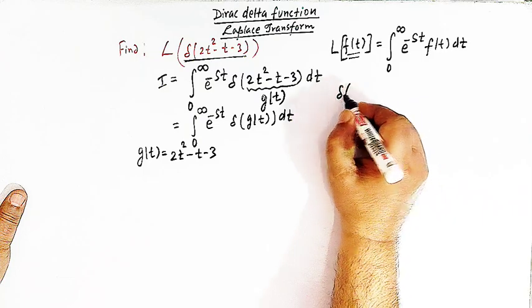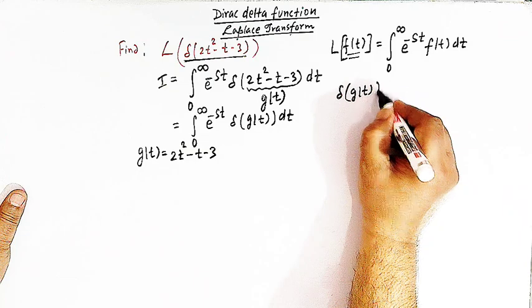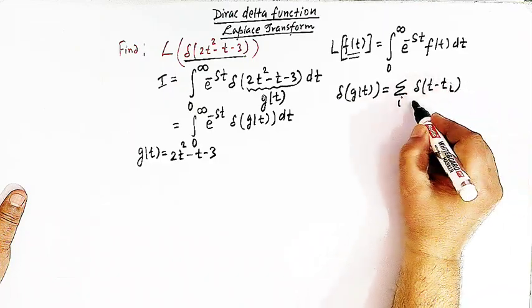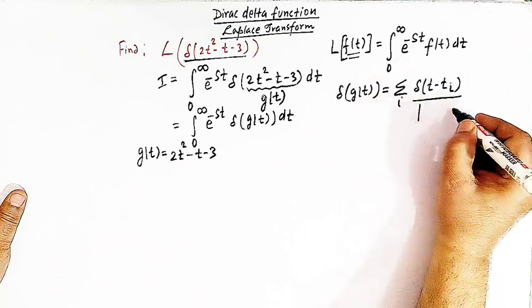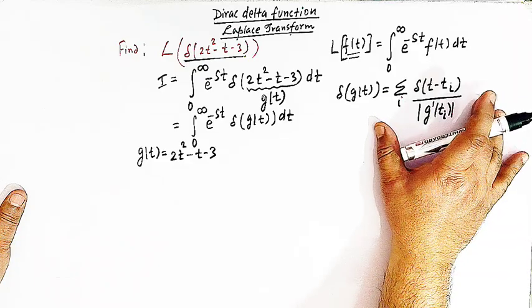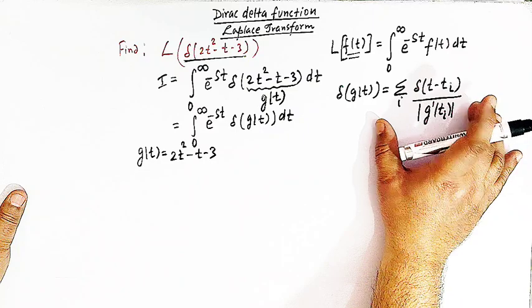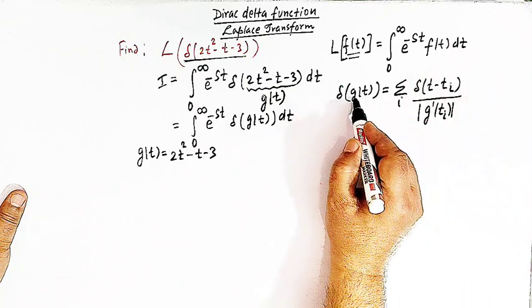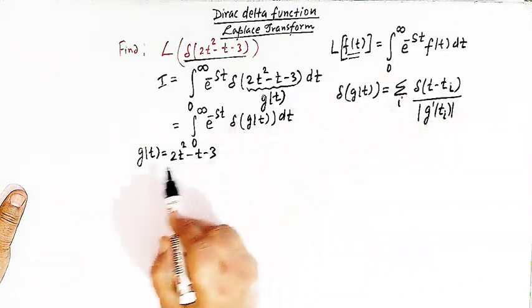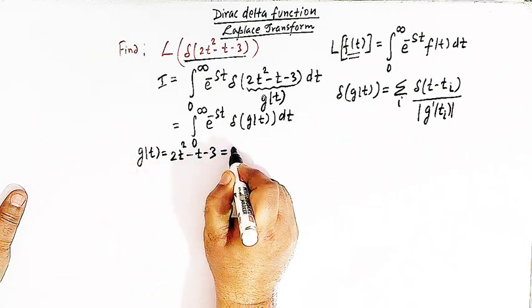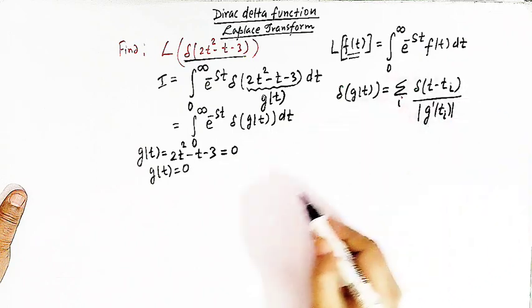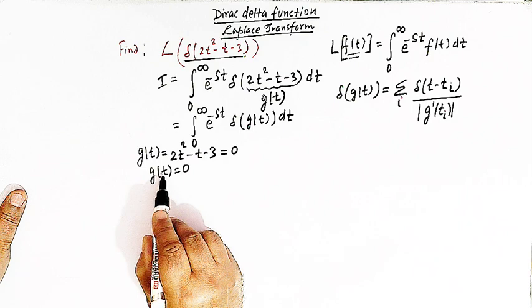So the property goes like this, that is delta of g of t is given by summation, and here we have delta of t minus ti, and in the denominator we have the absolute value of g prime of ti, right? So we have already solved these type of problems in our earlier lectures. So here I will make use of this property, right? So delta of g of t is given by summation delta of t minus ti, where i denotes the roots of this function, that is g of t is equal to 0, right? So when we solve this equation g of t is equal to 0, then i represents the total number of roots of this equation.